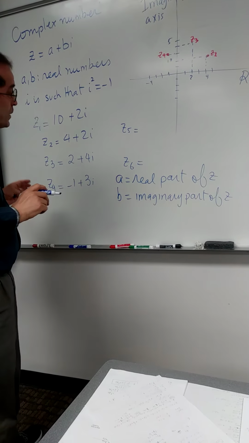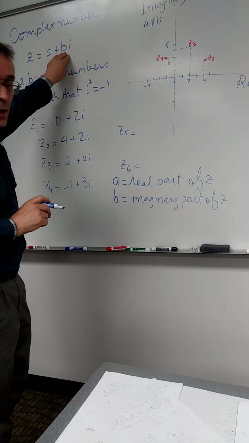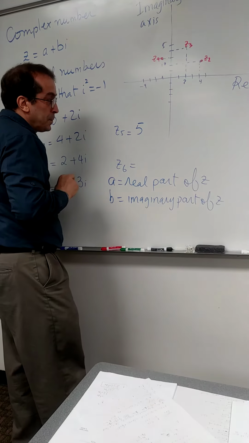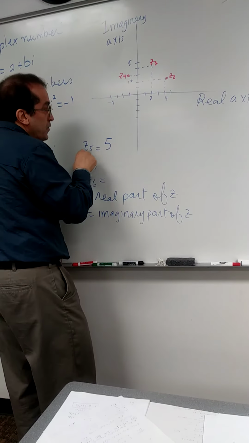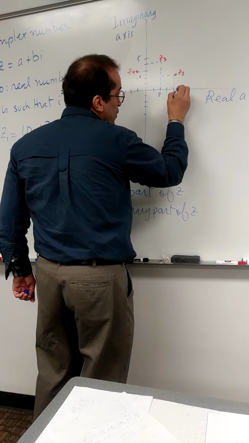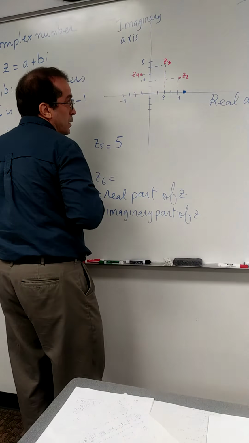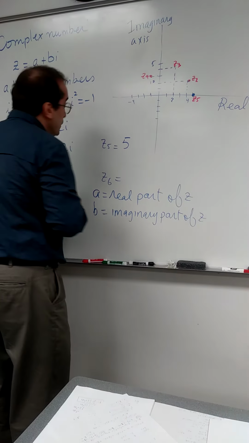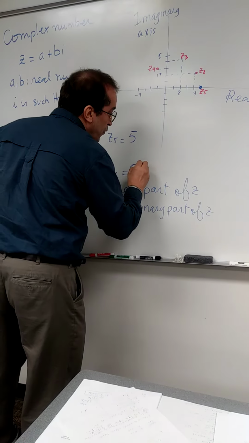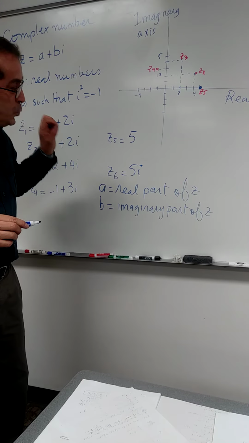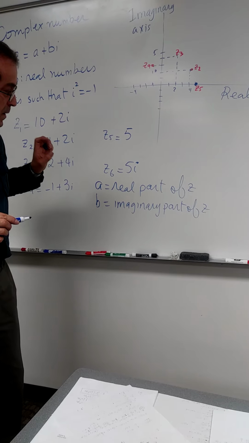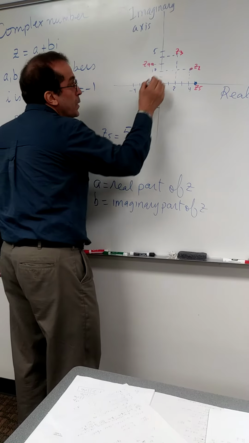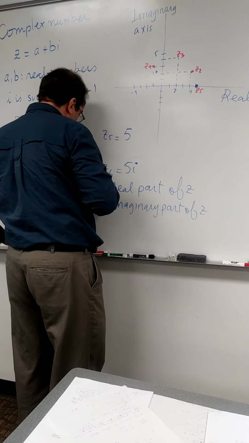If a complex number does not have a b, if its b is 0, for example, if a complex number is 5, then that's a real number. You put it on the real number line. z5 equals 5 would be 1, 2, 3, 4, 5, so that would be here. I'll highlight it. And z6 is 5i. 5i is a special type of number. It's called a pure imaginary number. That means it doesn't have a real part. z6 would be on the vertical axis, which is the imaginary axis. So you count 5 units, 1, 2, 3, 4, 5, and then z6 would be there.